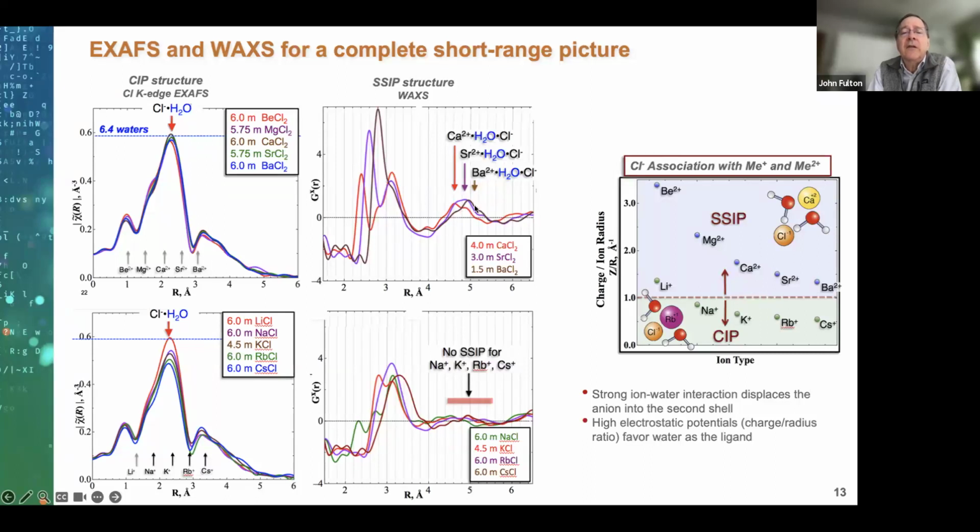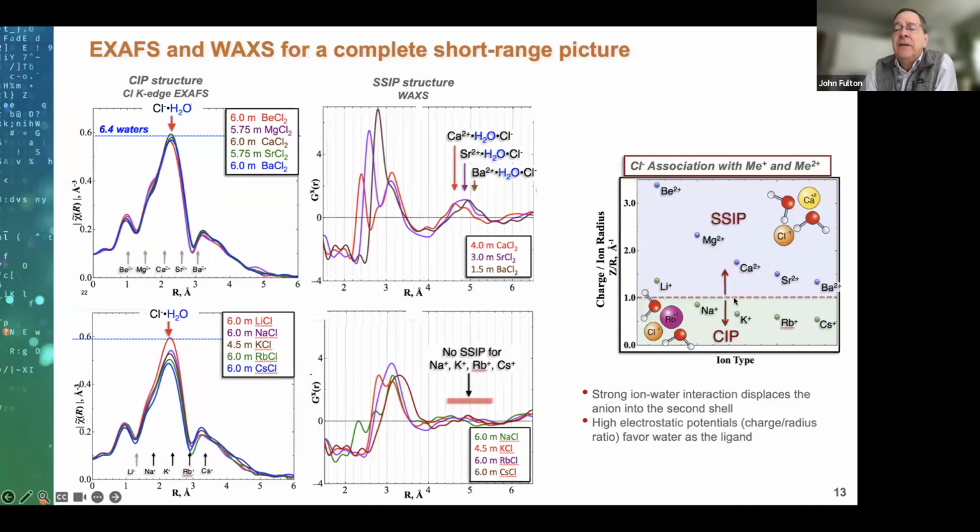we notice that for divalent cations, we see evidence of the solvent shared ion pair, whereas for the monovalent cations, there's very little existence of the solvent shared ion pair. And this can be summarized in this simple plot here. If you have a highly charged cation with a small radius, you have a very high local electrostatic potential. And in this case, water is the favored ligand that competes for the anion in the first shell.